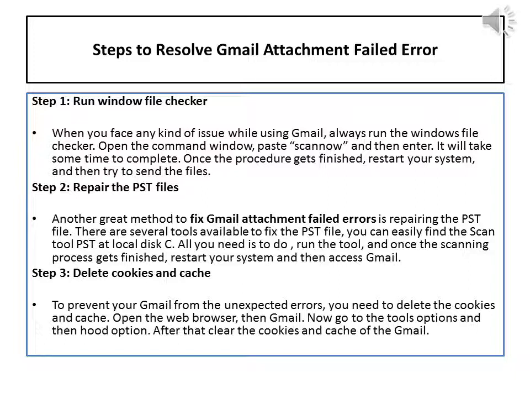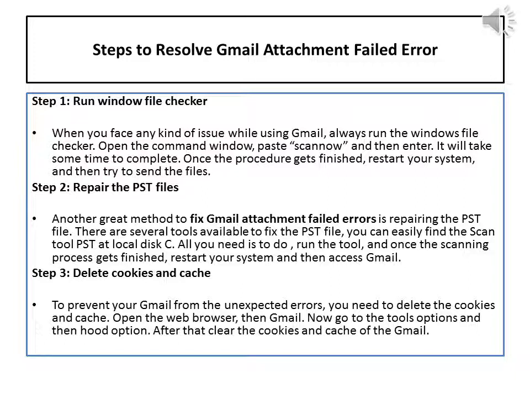Step 2. Repair the PST files. Another great method to fix Gmail attachment failed errors is repairing the PST file. There are several tools available to fix the PST file. You can easily find the scan PST tool at local disk C. All you need is to run the tool, and once the scanning process gets finished, restart your system and then access Gmail.